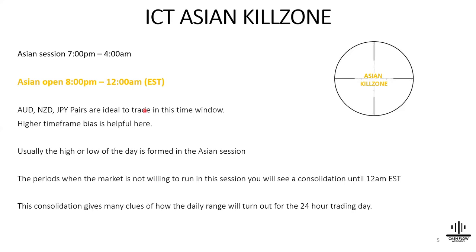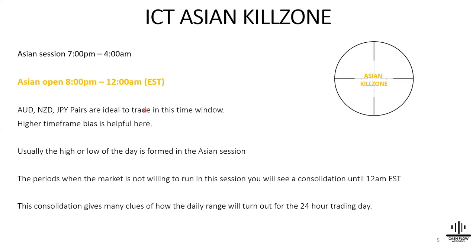Usually, the high or low of the day is formed in the Asian session. The period when the market is not willing to run in this session, you will see a consolidation until 12 a.m. Eastern Time. This consolidation gives many clues of how the daily range will turn out for the 24-hour trading day. So the Asian session also gives an idea for other pairs, like we have the Euro USD, British Pound USD, we have the USD Yen. So the Asian Killzone does not just give you a time period for you to take ideal trades, it also helps tell a story for the trading day.